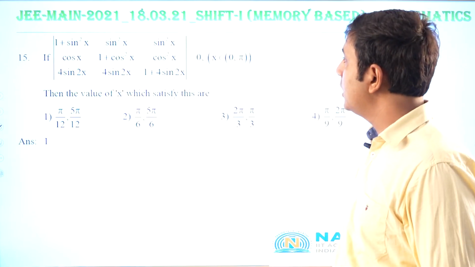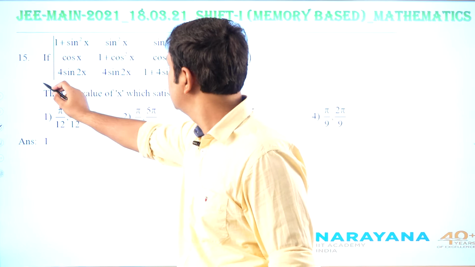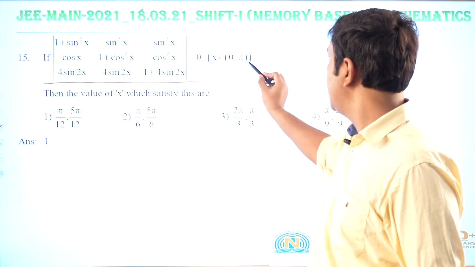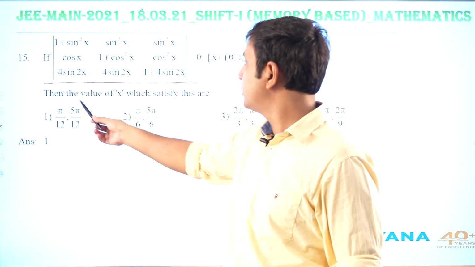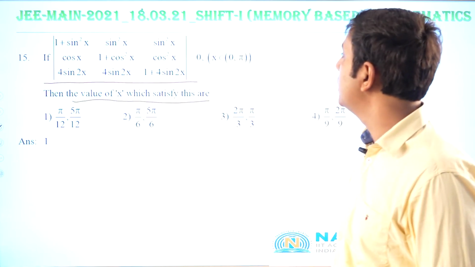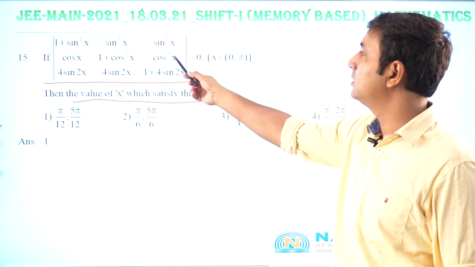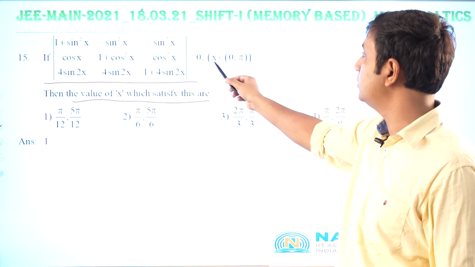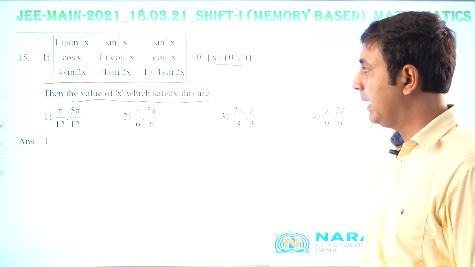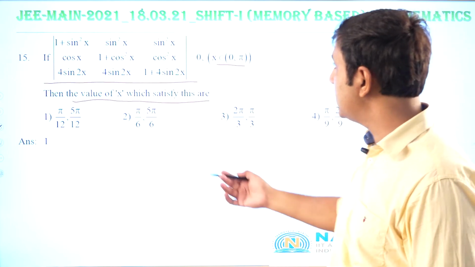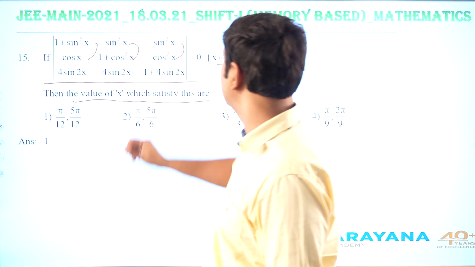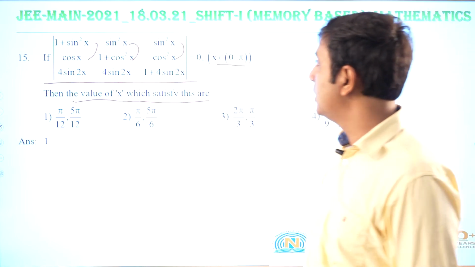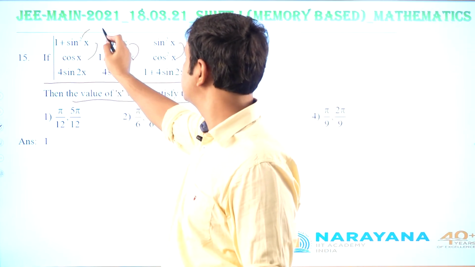In the next question, we have this determinant as 0. That determinant is a function of x, and we have to report the values of x which satisfy the determinant equal to 0 and also belong to 0 to pi. So that determinant, first of all, we can add these two rows and we can subtract these two rows.